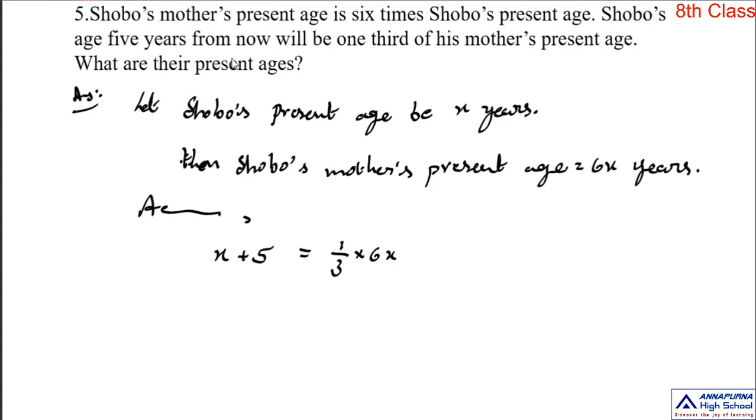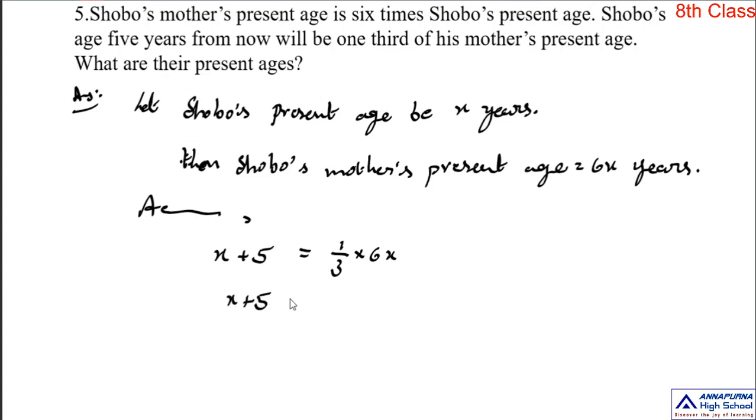Shobha's age 5 years from now will be one third of his mother's present age. So Shobha's present age is x years. So after 5 years, his age will be x plus 5 years. It is equal to one third of his mother's present age. Mother's present age is 6x years. So one third means 1/3 into 6x. So this is the required linear equation. Okay, now solving this equation, we find the present ages of these two persons. Now solve this linear equation.